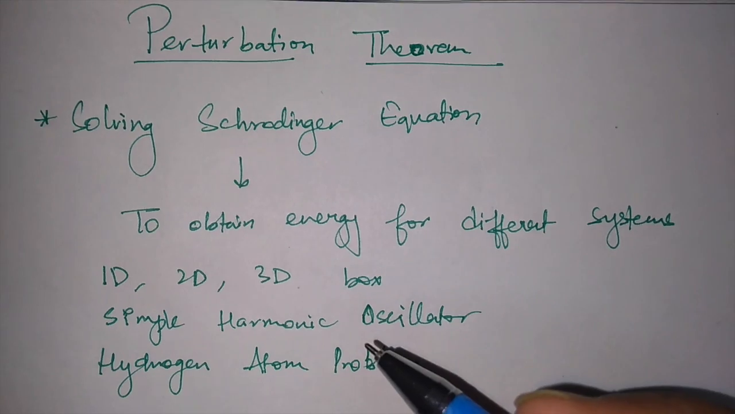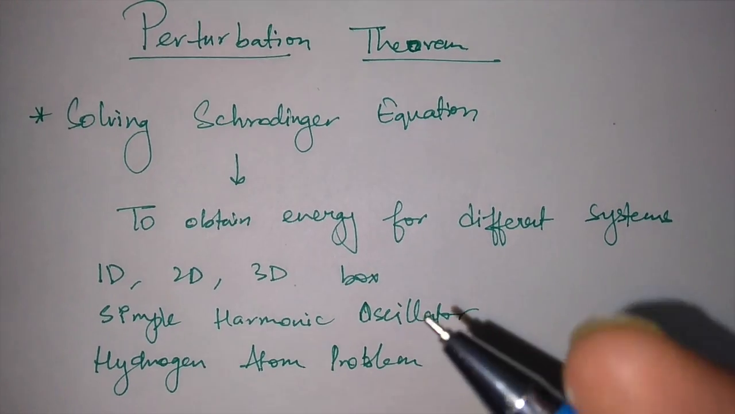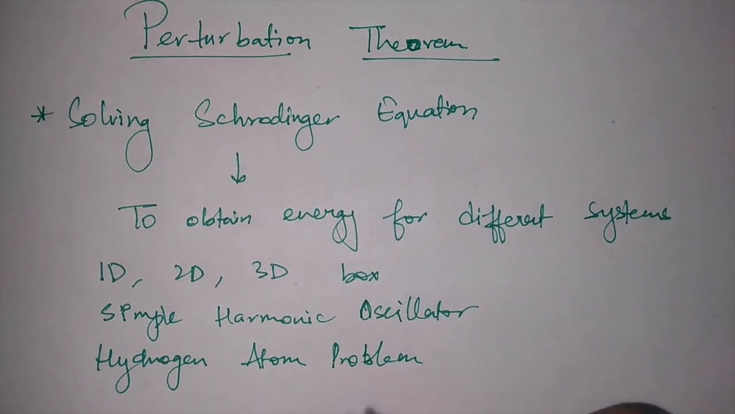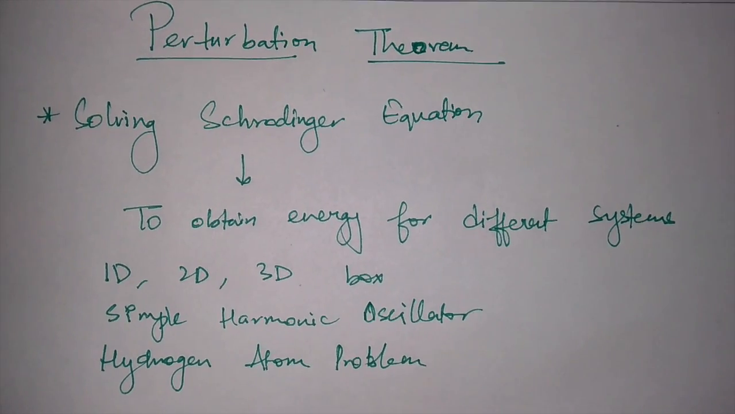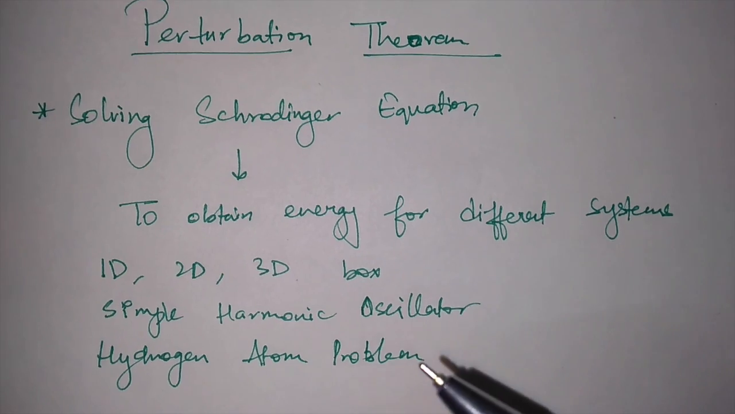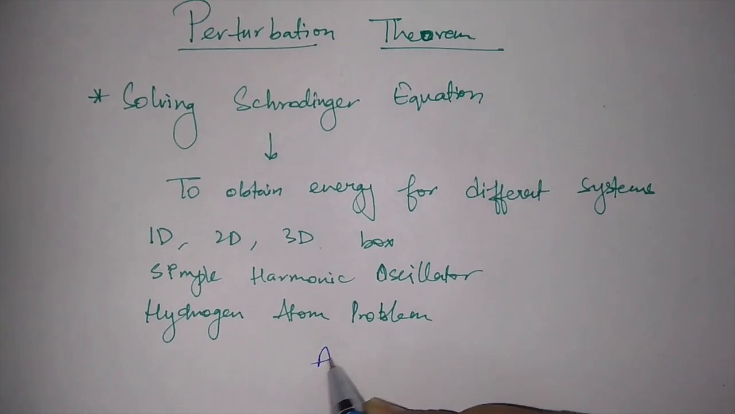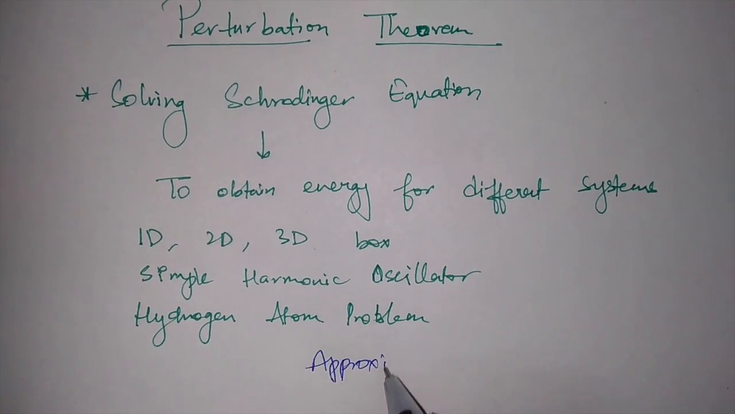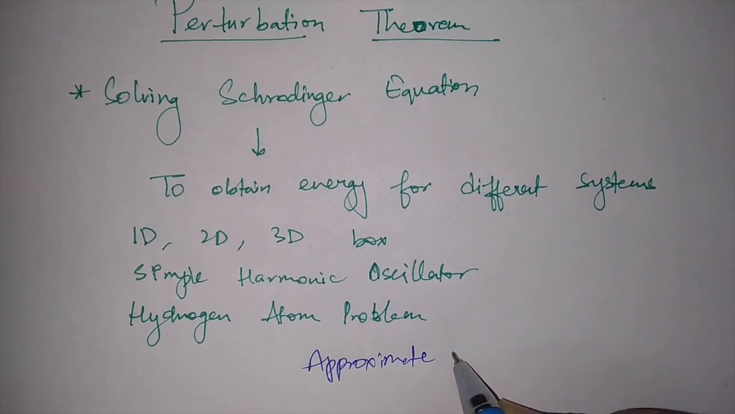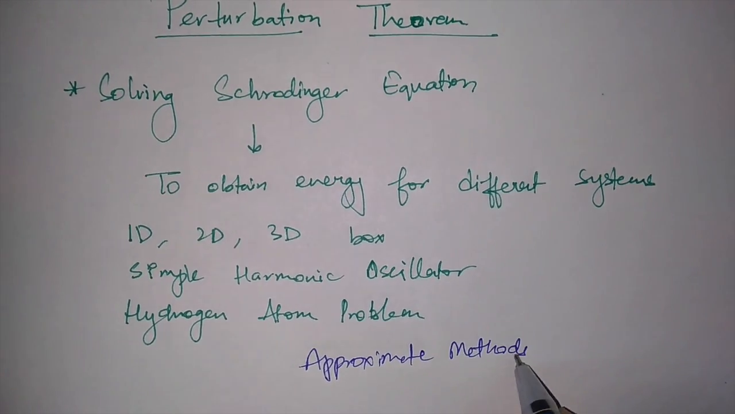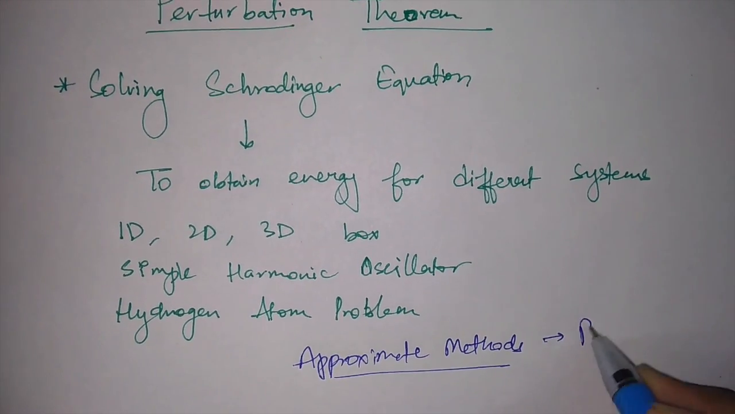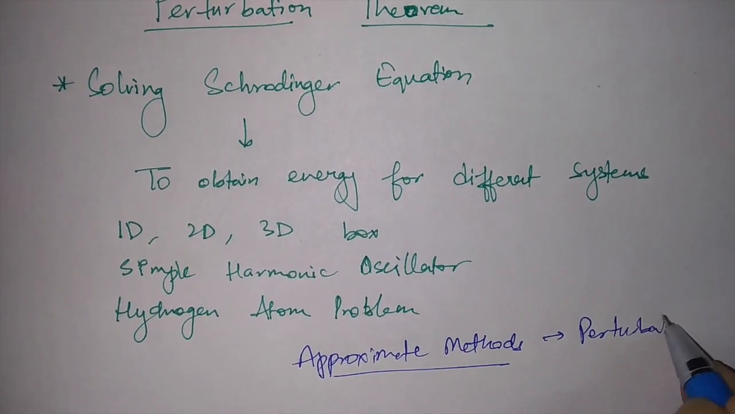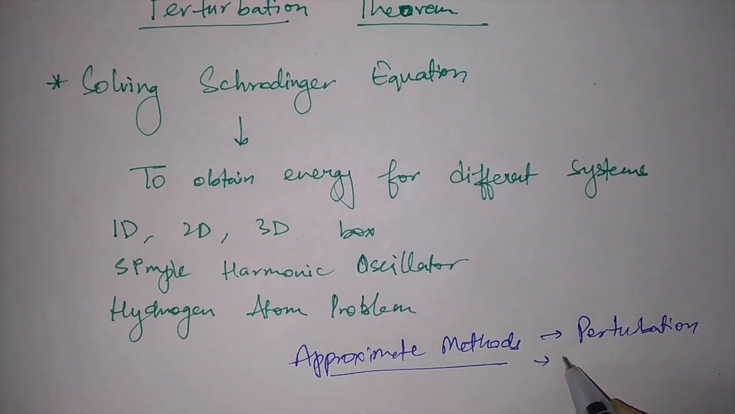So to obtain more and more exact energy values, or to obtain energy which is nearer to the exact energy value, we use different methods. Those methods are called approximate methods. Okay, so these are your approximate methods. Basically we have two kinds of approximate methods. Either you use perturbation theorem, or you use variation theorem.